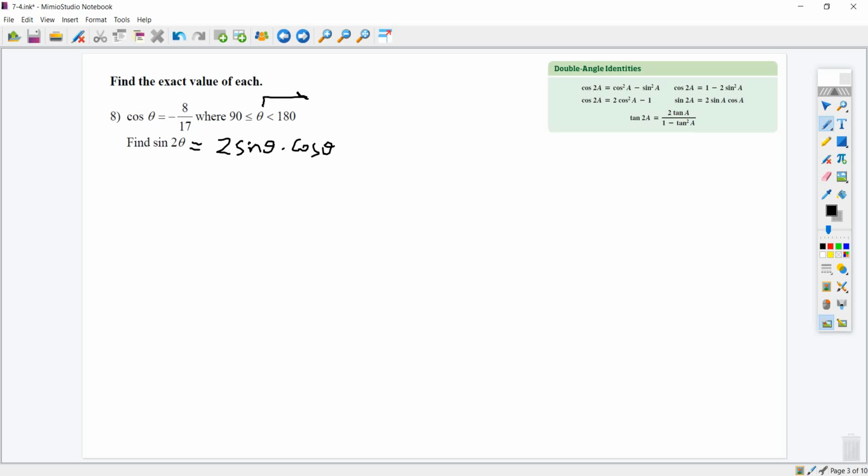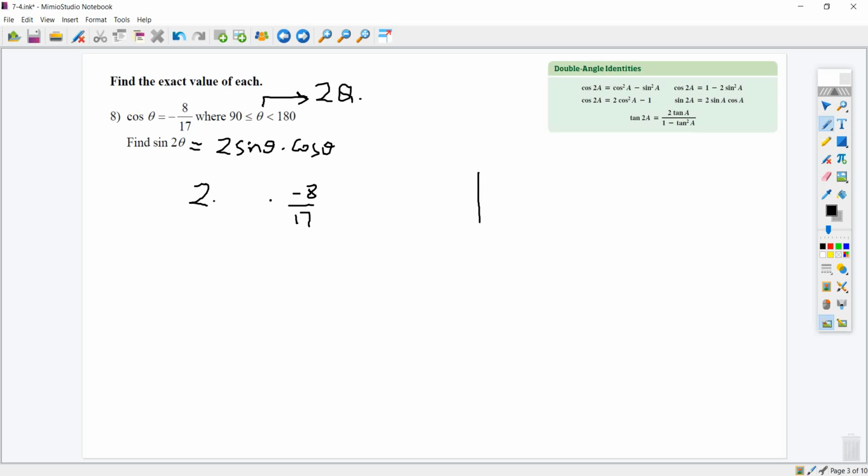First, we have to see where this angle belongs. Looks like this is more than 90, less than 180. That's basically the second quadrant. So remember, we are going to use this to define the sign of sine theta. So to find this, let's just start over. 2 times sine theta. Since we don't know that, I will skip it and just write what cosine theta is, given to us. That's negative 8 over 17. Negative 8 over 17 times something. We will find this out.